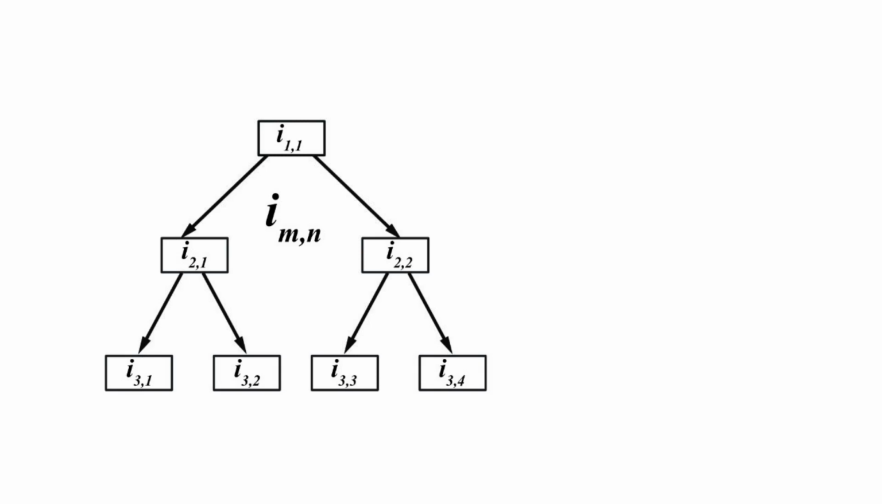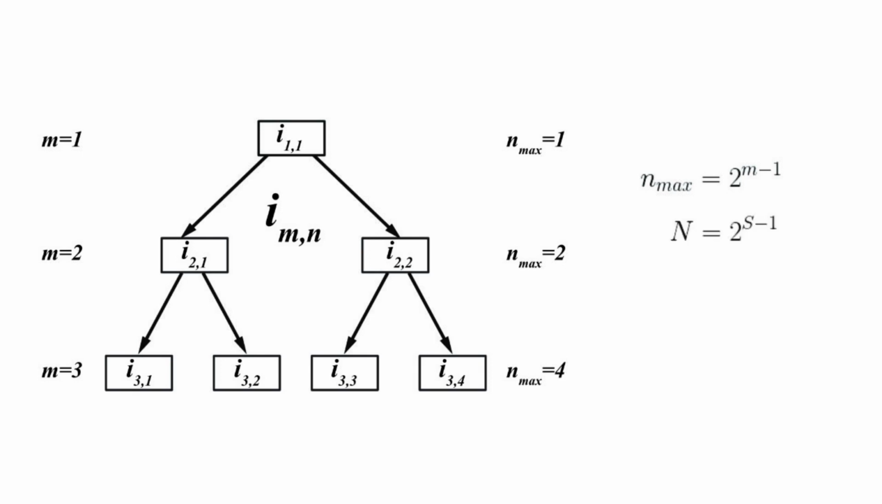Let's begin with this tree. The notation M is for the stage and N is the pool number in that stage. In general, N max is 2 to the M minus 1. For the last stage, N max represents the number of samples N, and M represents the number of stages S.